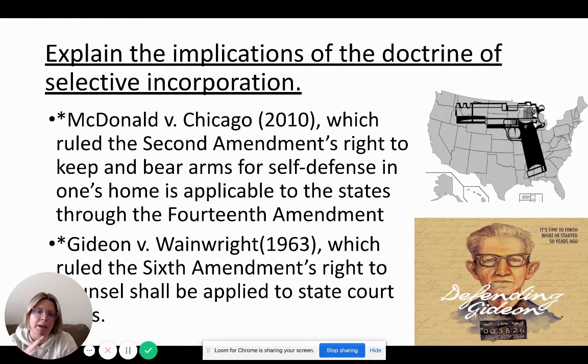And then Gideon versus Wainwright, same thing. In federal court, you did get a lawyer. That was honored and protected. That's a Sixth Amendment right. Gideon was in state court, and they didn't have lawyers for people. They didn't offer that. And he was like, hey, we probably should. And the state was like, we don't need to. It's not been selectively incorporated. And then Gideon's like, but now it is. And the court was like, yeah, now he's right. Now we're with Gideon, basically. That's an important one, too.